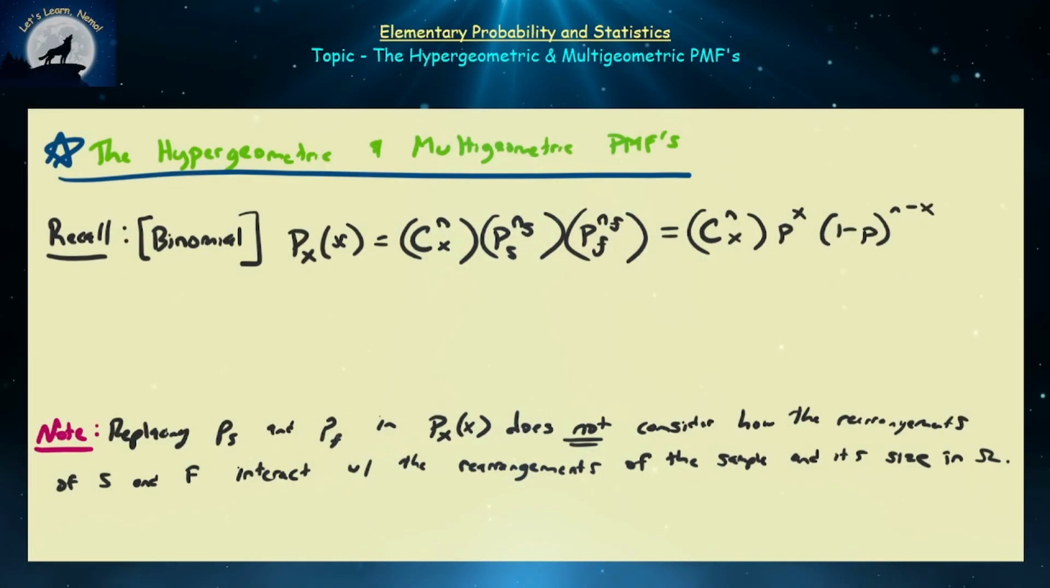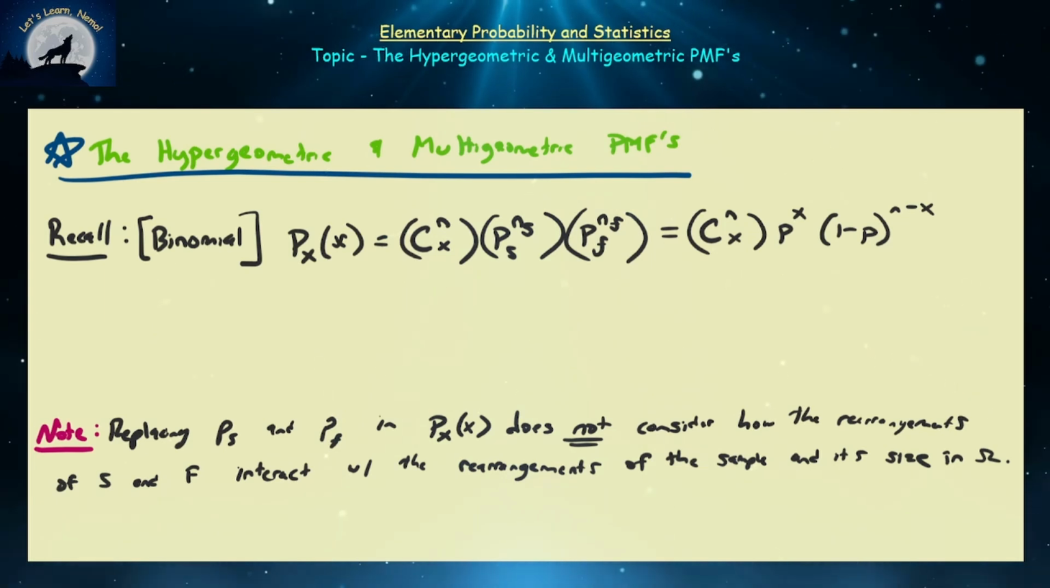Hello everyone, and welcome back to our discussion of elementary probability theory. In this video, we're going to be discussing variations of the binomial and the multinomial probability functions that are commonly known as the hypergeometric and the multigeometric probability mass functions.